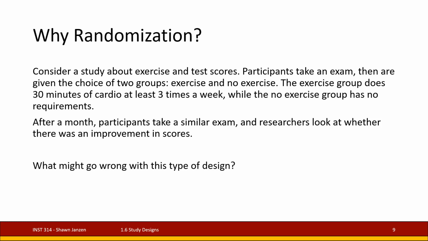And this is something that just comes up again and again. So let's take a look at this as an example. Consider a study about exercise and test scores. Participants take an exam and then are given a choice of two groups, exercise or no exercise. The exercise group does 30 minutes of cardio at least 3 times a week, while the no exercise group has no requirements. After a month, the participants take a similar exam, and the researchers look to see if there's an improvement in scores. What might go wrong with this type of design?